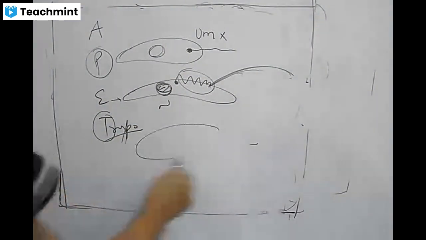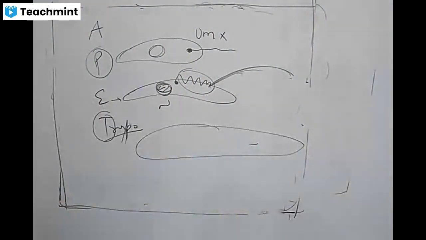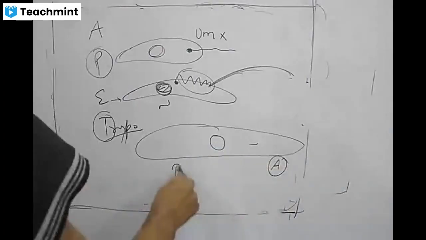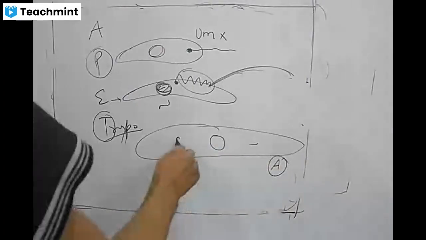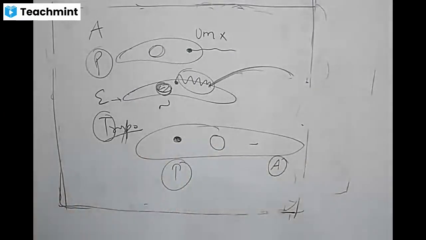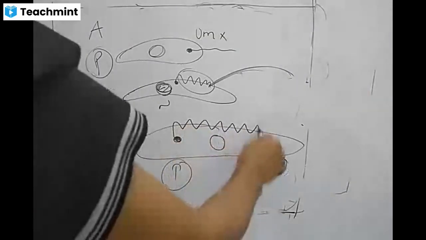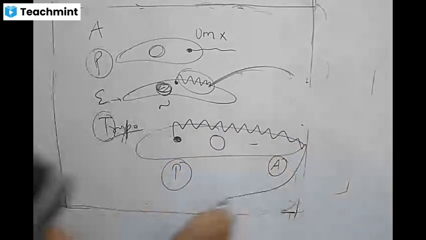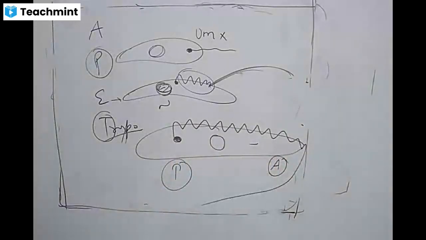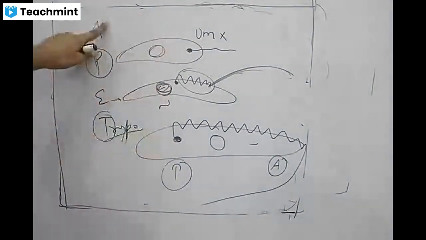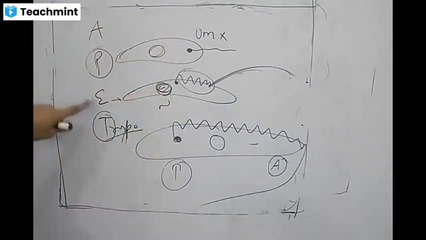And the last is your trypomastigote. Trypo is a leaf-like structure with a central nucleus, and suppose this is the anterior end and this is the posterior end. At the posterior end there is the kinetoplast. That structure gives rise to the flagellum, and the undulating membrane is well developed, and this is the flagellum. So these are the four: amastigote, promastigote, epimastigote, and trypomastigote.